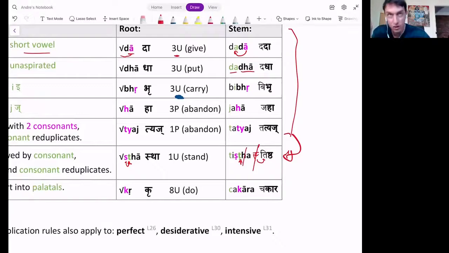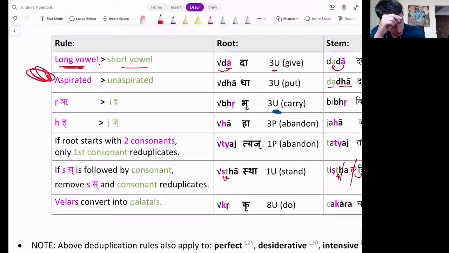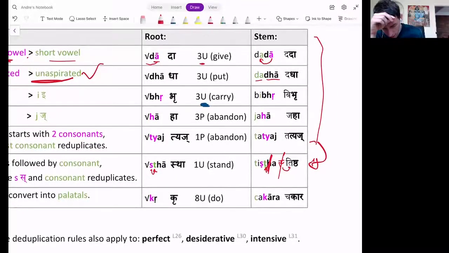And you remove the aspiration because it says here, aspirated into unaspirated. So we're applying that one, that's why we're removing the aspiration. We're getting rid of the S. That's why there's no S, and we're just reduplicating the T. And furthermore, why is there an E? Yeah, why is there an E?